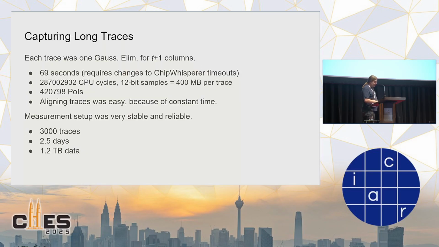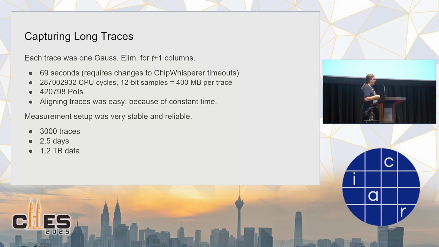So with Gaussian elimination, we actually have very long traces. This public key generation is slow, as I said in the beginning. And each trace was like 69 seconds of measurements running, I think, at 10 megahertz. So we get very huge traces, 28 million samples corresponding to the same number of CPU cycles. This is 400 megabytes per trace.